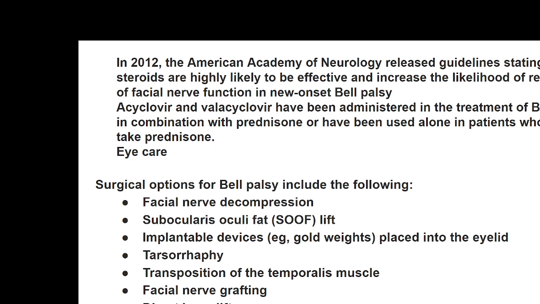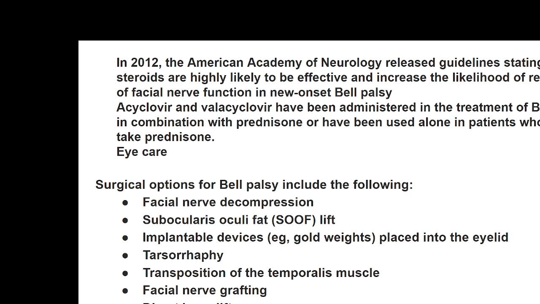The American Academy of Neurology has given a guideline for the treatment protocol. The guideline given by the American Academy of Neurology in 2012 says that steroids are highly likely to be effective and increase the likelihood of recovery of the facial nerve. So steroids are used as a regular treatment in Bell's palsy, and this is the standard protocol even now. But the basis of this is not really known. How the steroids would help is not known. Probably they act as an anti-inflammatory and help in recovery from the inflammatory changes.